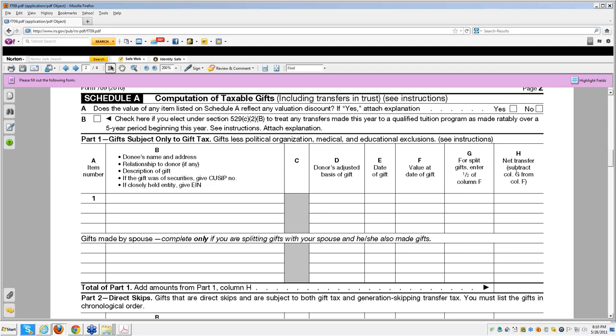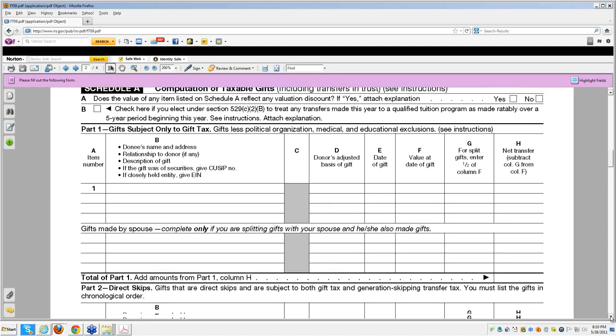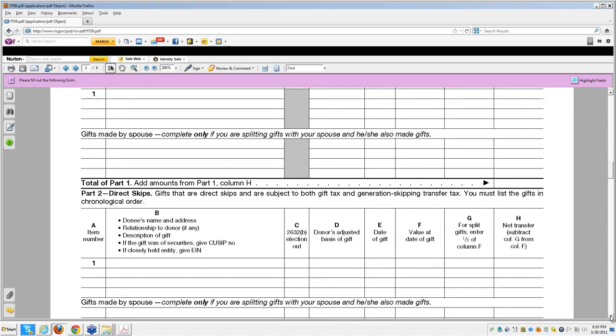But if you're not splitting it, then you don't put anything in. Don't fill this out if it's not a split. Right, it would only be just he, she, gift, and you don't fill that out. Oh, okay. All right. Don't fill that out. Okay. So you go down here to part 2.